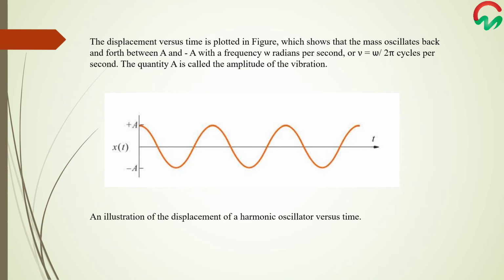Students, the displacement versus time is plotted in this figure, which shows that the mass oscillates back and forth between a and minus a with the frequency omega radians per second, or frequency equal to omega by 2 pi cycles per second. The quantity a is called here the amplitude of the vibration. This is an illustration of the displacement of a harmonic oscillator versus time.